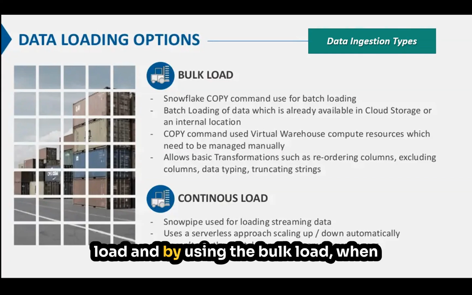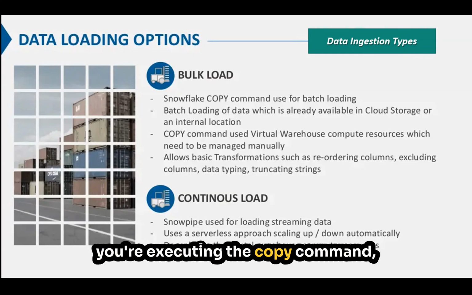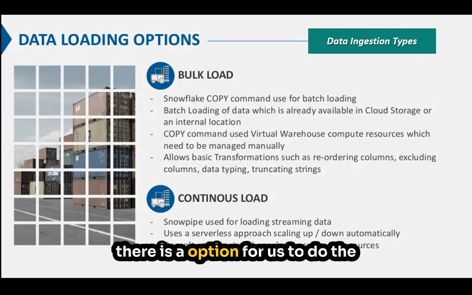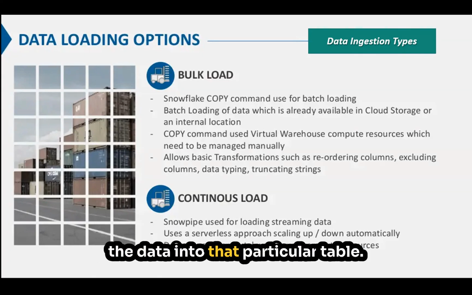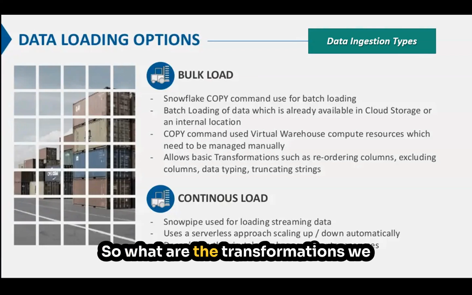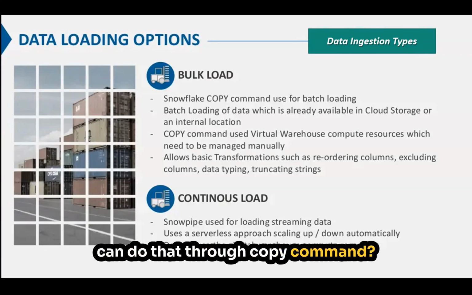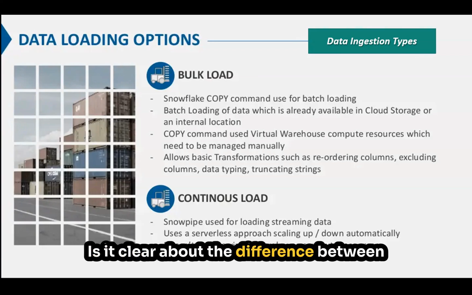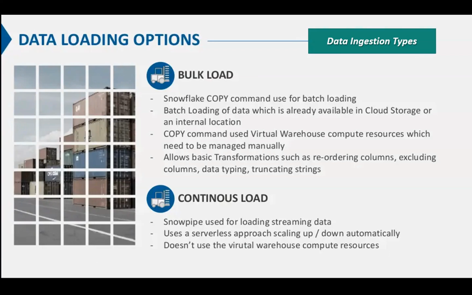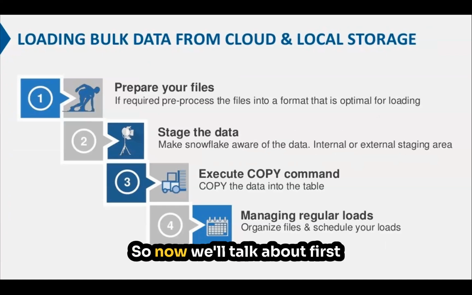While using the bulk load, when you are executing the copy command, there is an option for us to do small transformations before loading the data into that particular table. What transformations can we do through the copy command? We will see as part of the demo. Is it clear about the difference between bulk load and continuous load? Any doubts? Yes. Okay.